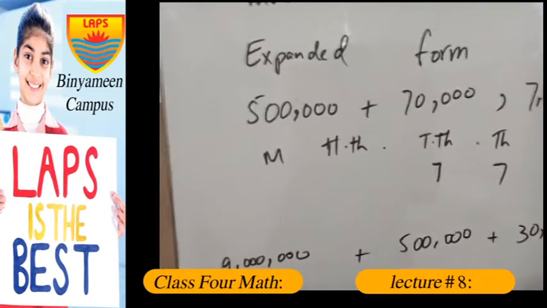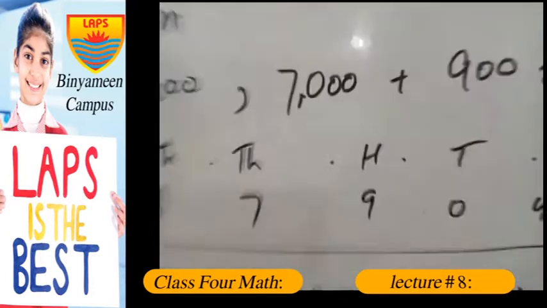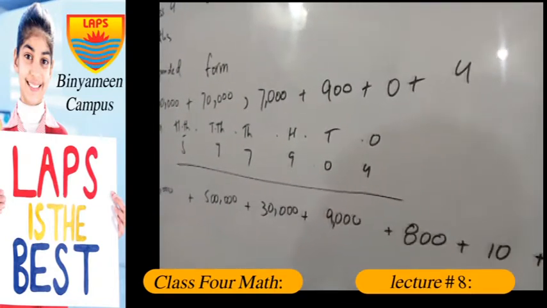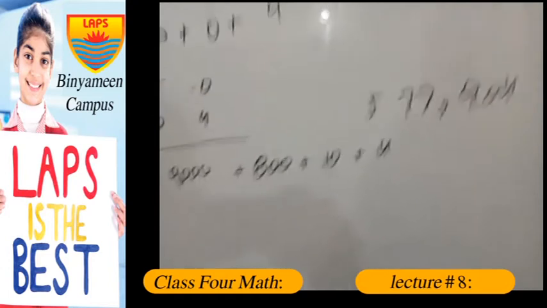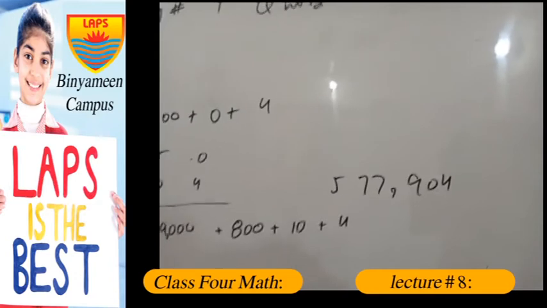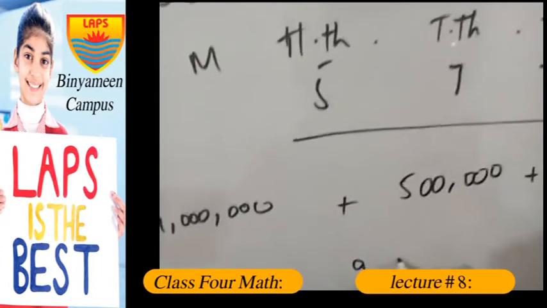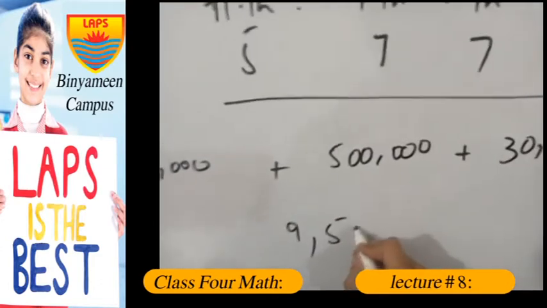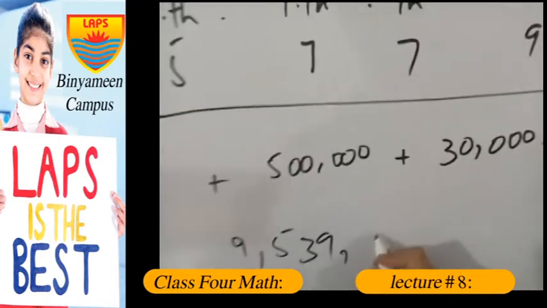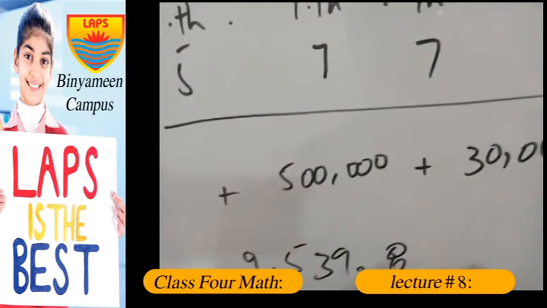And for the 100,000 we have 5 here, and if we write these values combined together, we will get 577,904. So the value becomes 577,904. Similarly, the other value here could be written as 9,500,000, 539,000, 30,000 from here and 9,000 from here, and 810 and 4 makes 14, and 814.